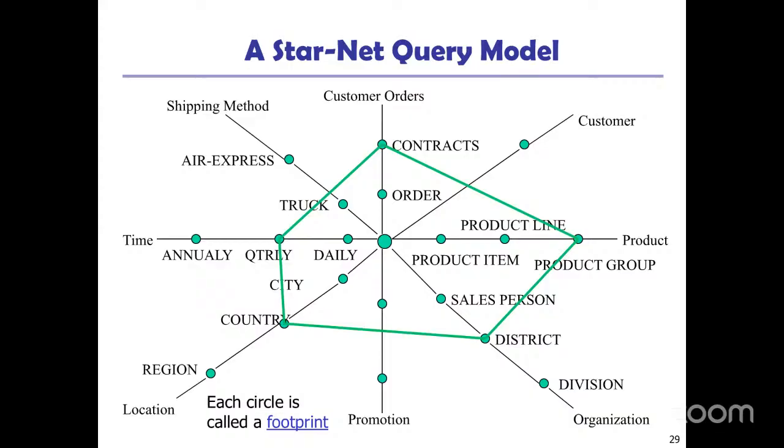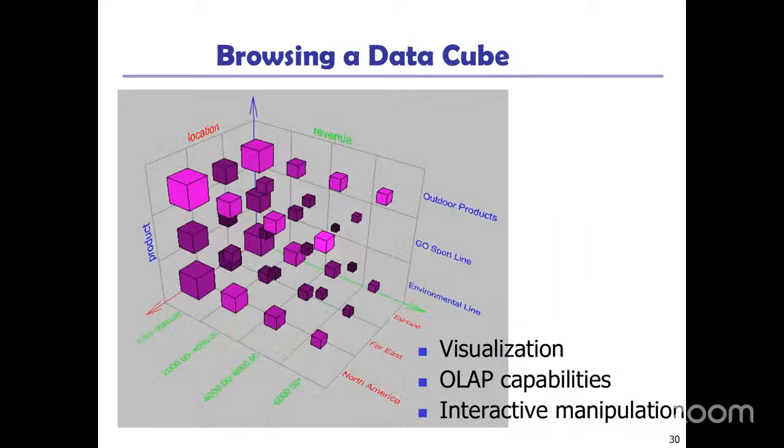Here, each circle is called a footprint. Remember that one, each circle is called a footprint. Browsing a data cuboid, here we use the concept of visualization and OLAP capabilities.